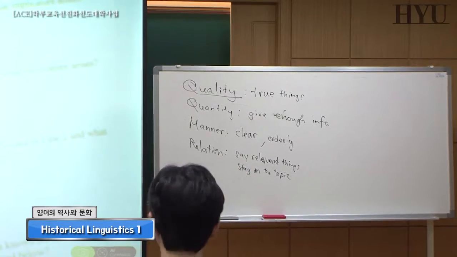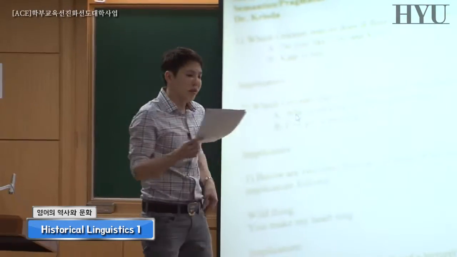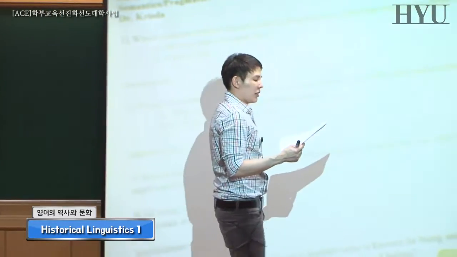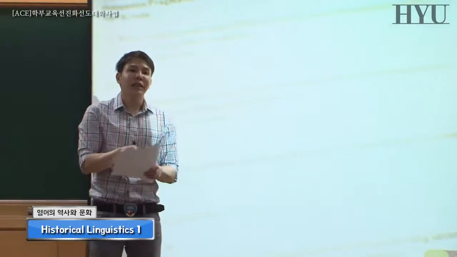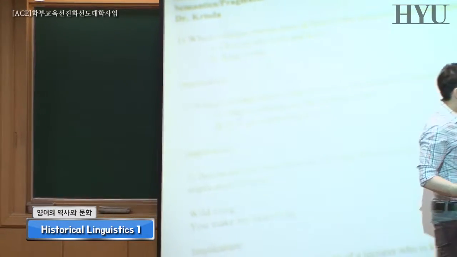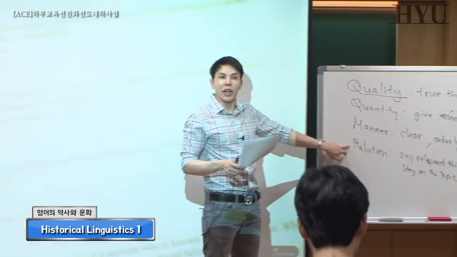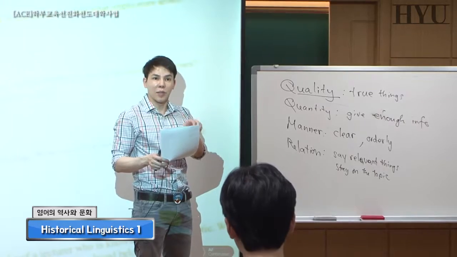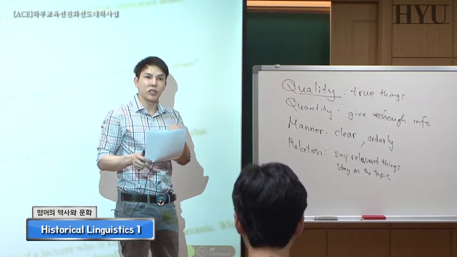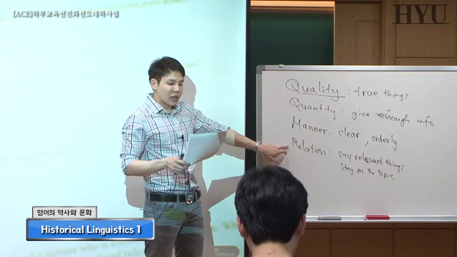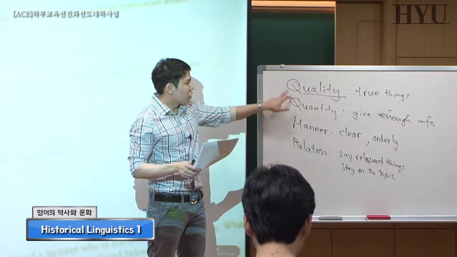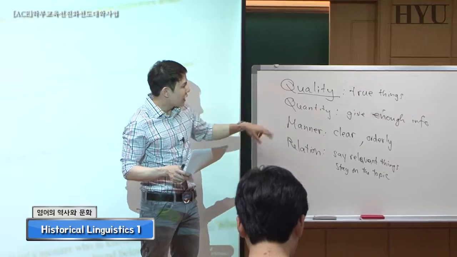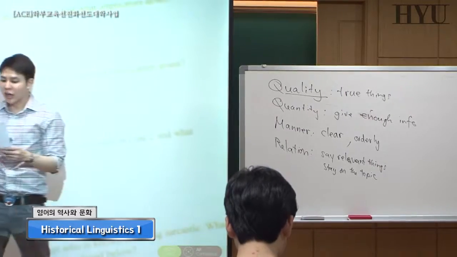So let's look at number 1. Do you like John and Kate? Kate is fun. Here B is still on the topic, right? So relation is okay because she answers the question about John and Kate, right? So B is on the topic, so not the maxim of relation. Then you have quantity, quality, and manner, right?